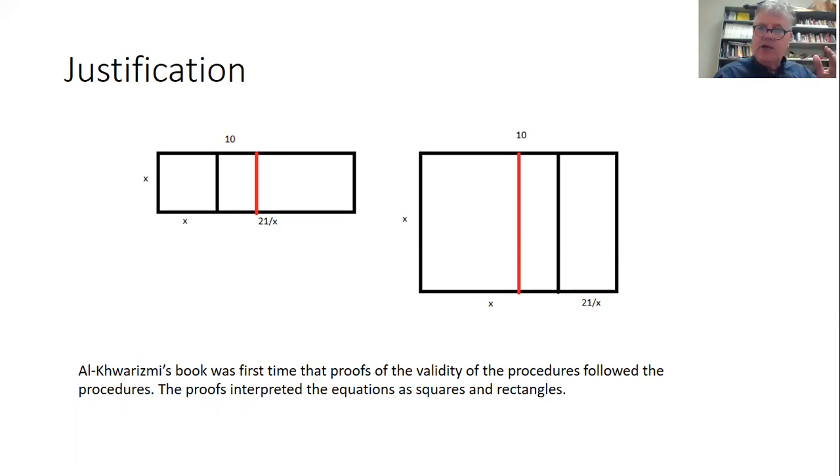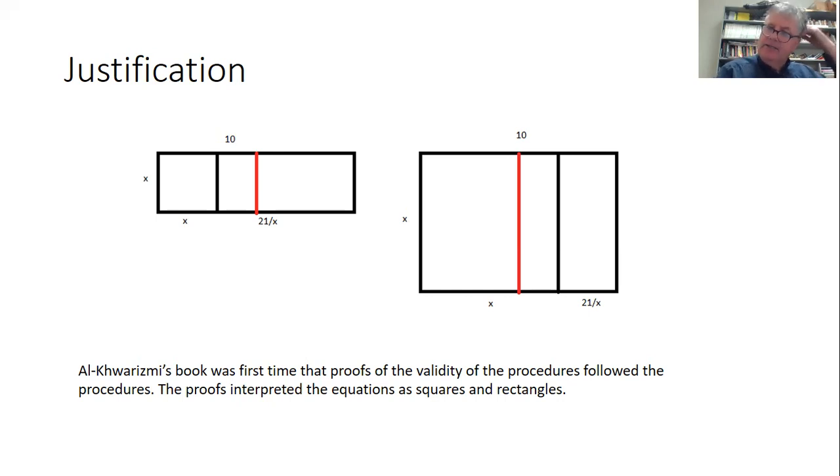Remember we had x squared plus 21. Well, you look there, you've got a square x squared, and then you've got another rectangle, x by 21 divided by x. Okay, so that equals 10x. So we can write it as a rectangle in 2 different ways, as 10x and as x squared plus 21.